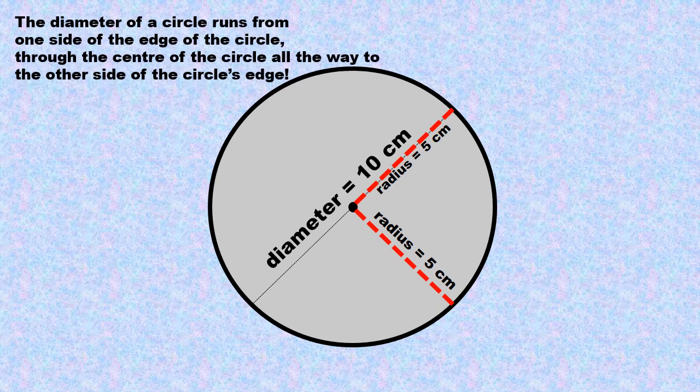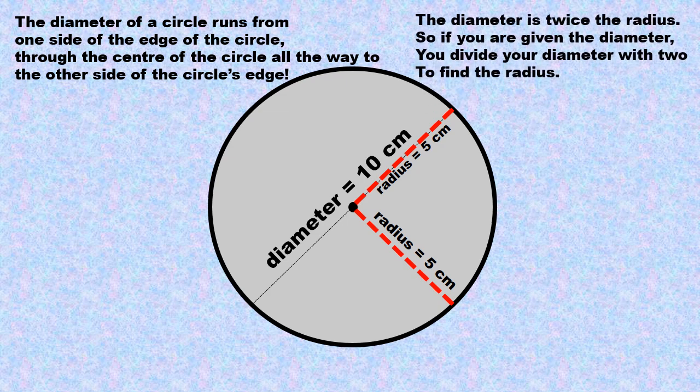Right, so just to recap, the diameter of a circle runs from one side of the edge of the circle through to the other side of the circle, but it has to, very important, cross or go through the midpoint of that circle, the center. The diameter is twice the radius. Sorry. So if you are given the diameter, you divide your diameter by 2 to find the radius. So the radius is always the shorter one. And if you double that up, the radius doubled up will give you the diameter.